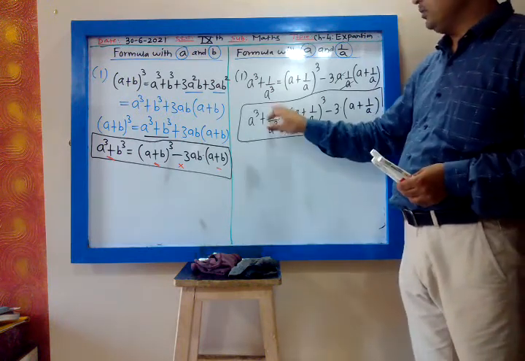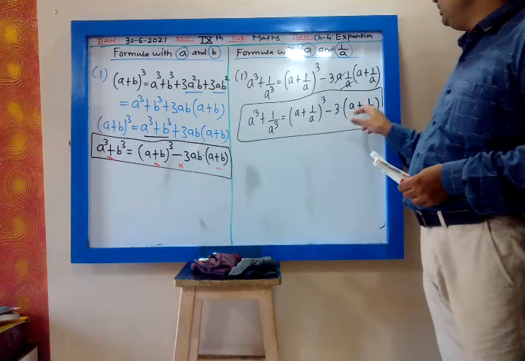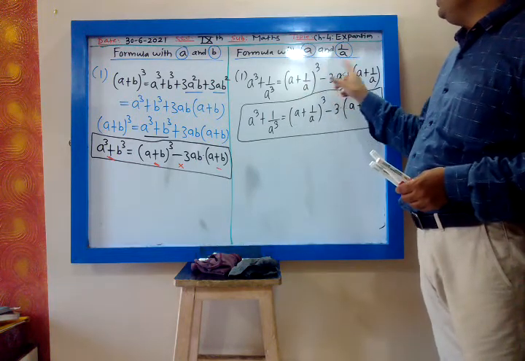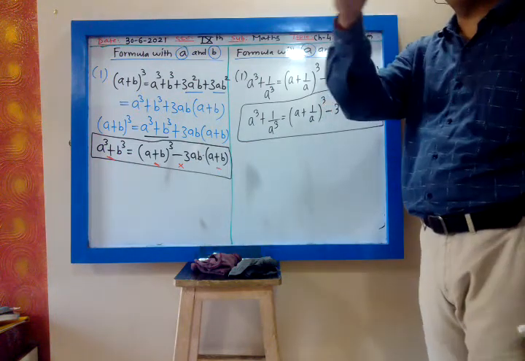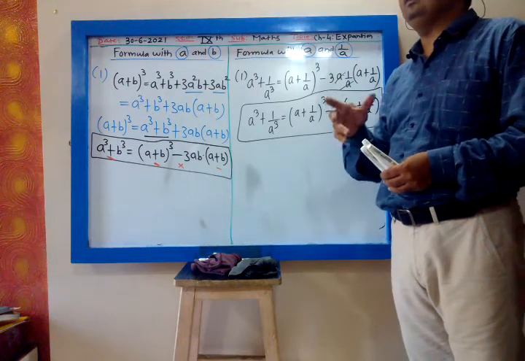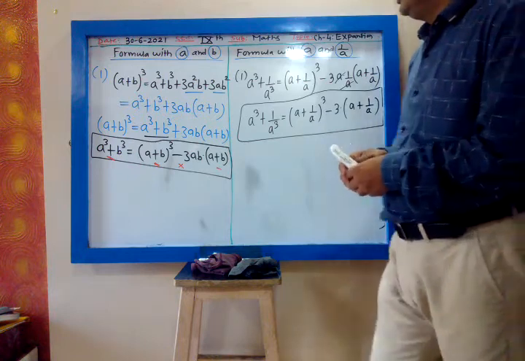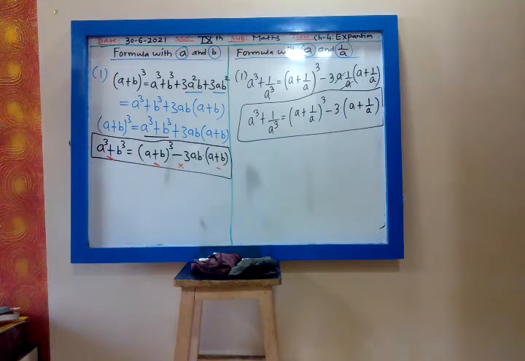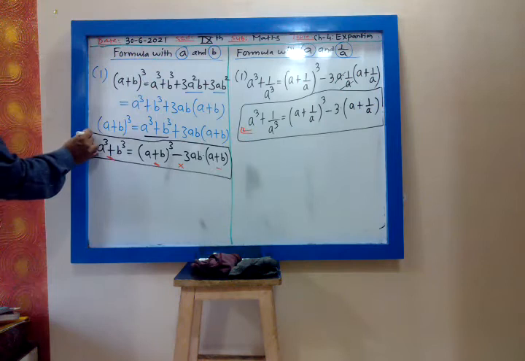So a³ + 1/a³ is (a + 1/a) whole cube minus 3 into (a + 1/a). Whenever it is a and 1/a, instead of 3ab it will be 3 only. As we have seen in the quadratic, it is plus 2 or minus 2. So this formula you have to remember. This derivation part will not be asked in the exam, only the formula.